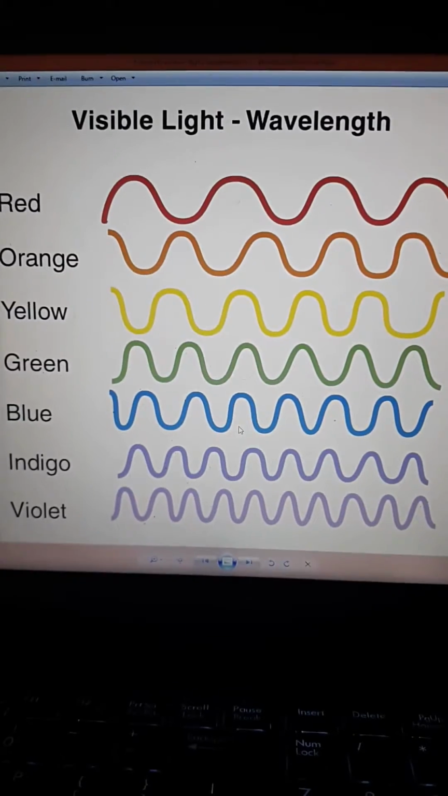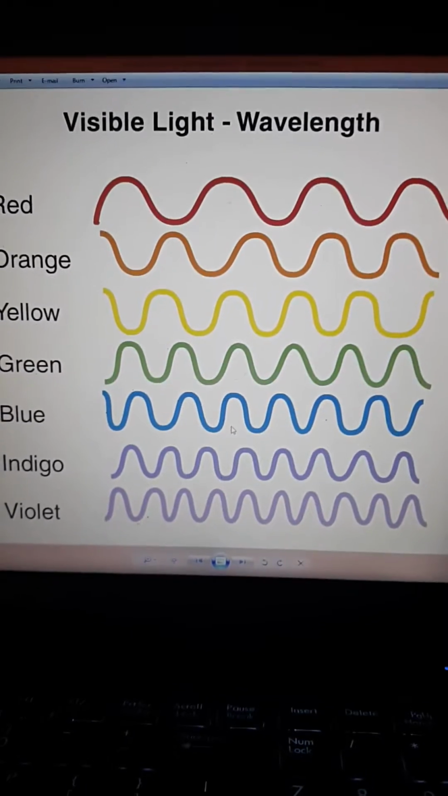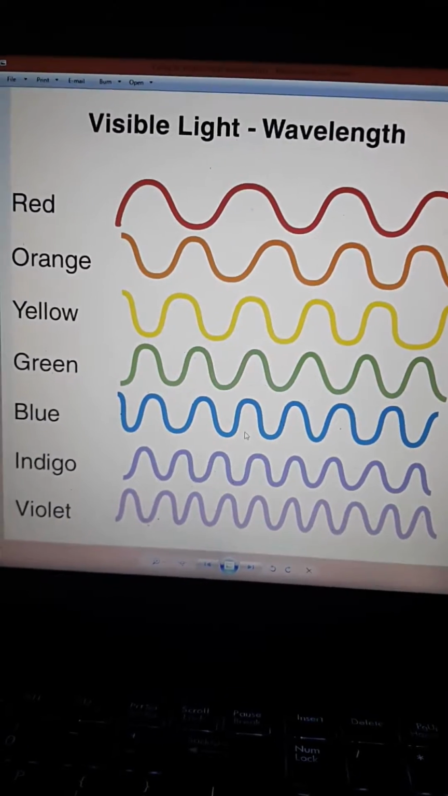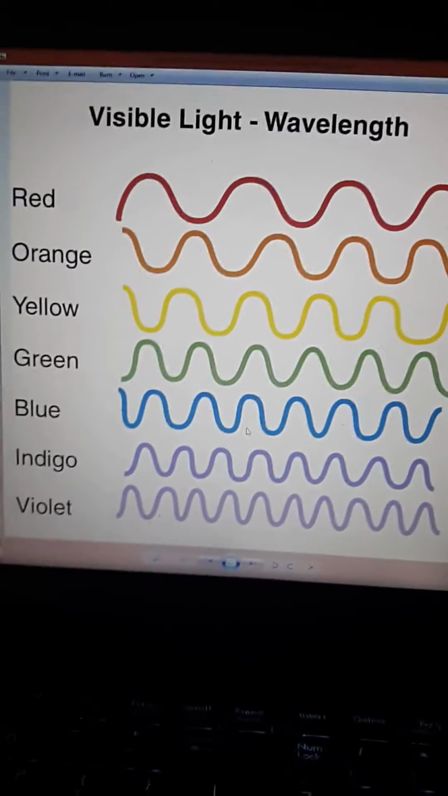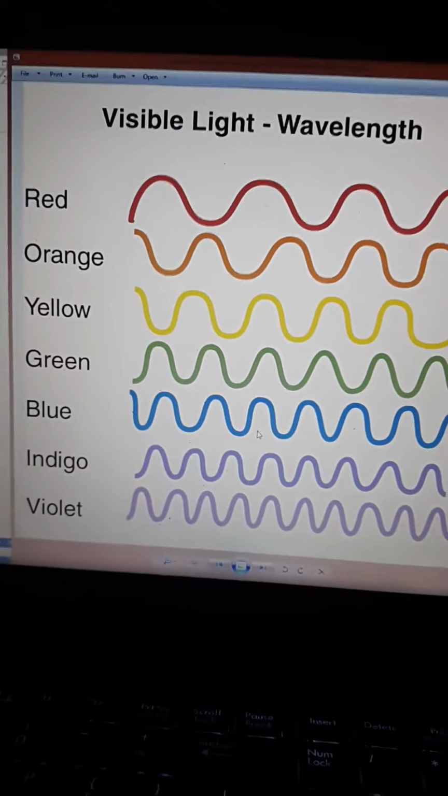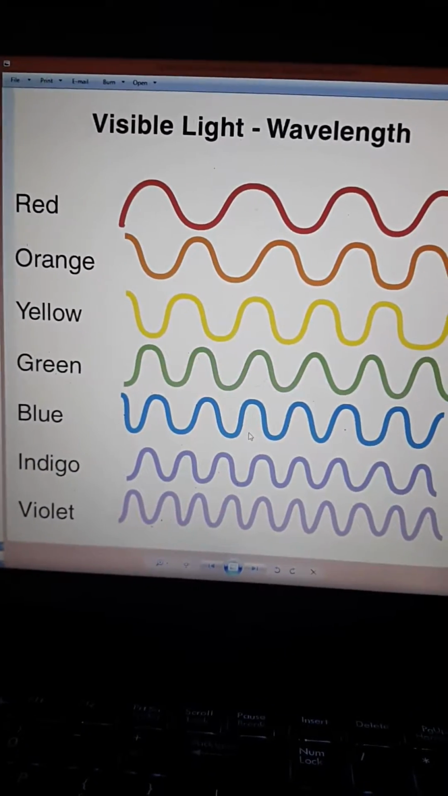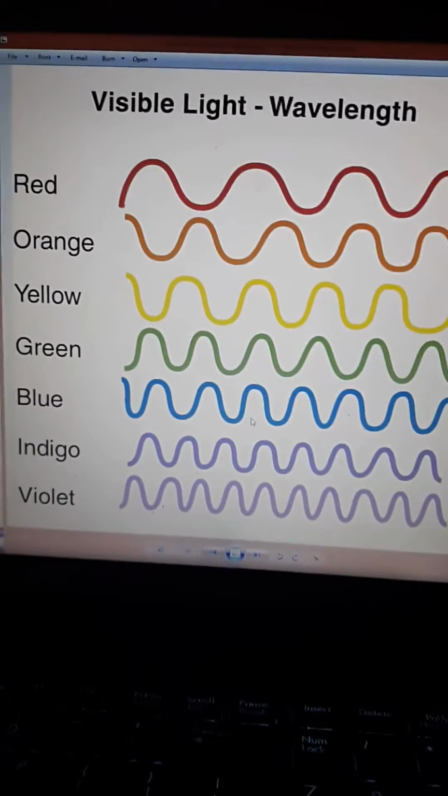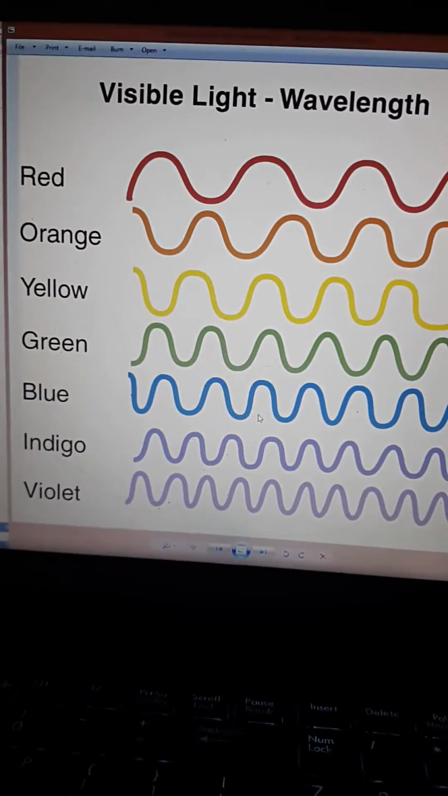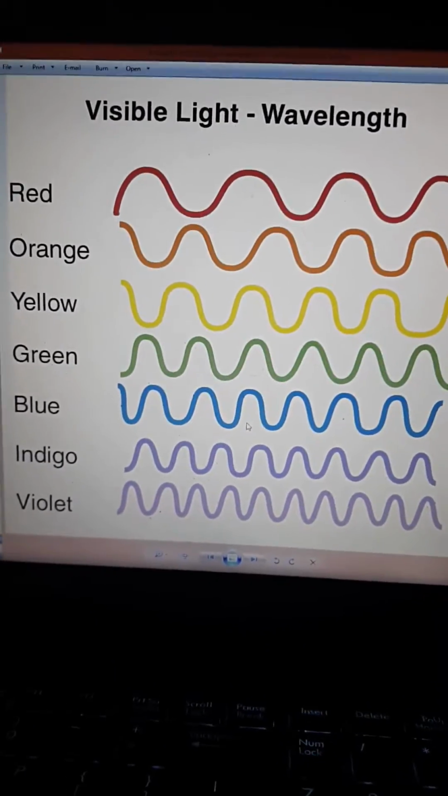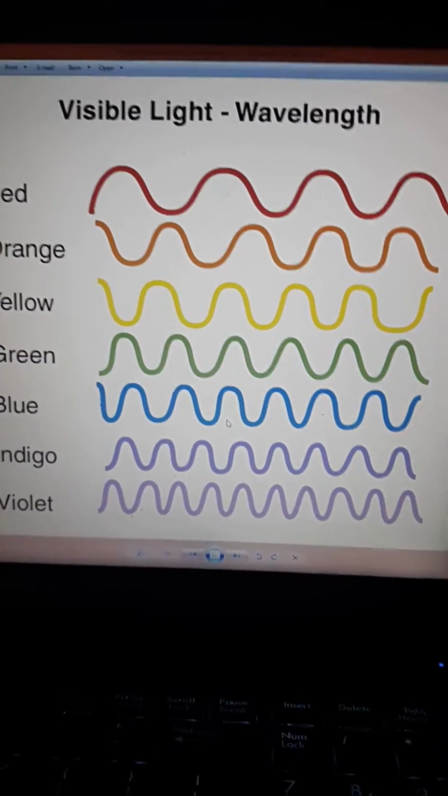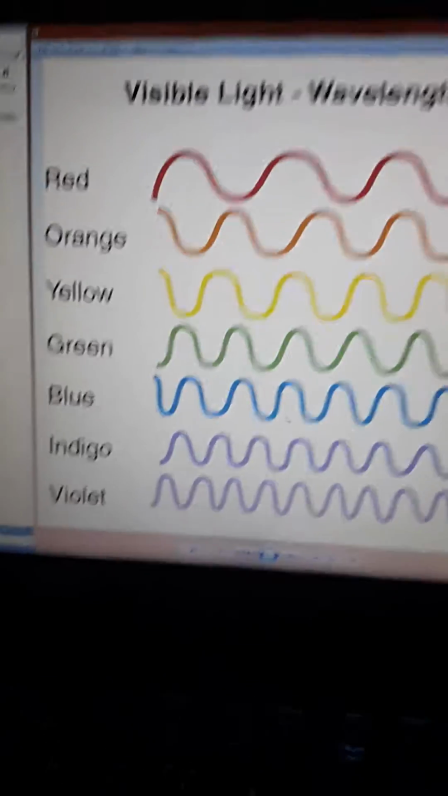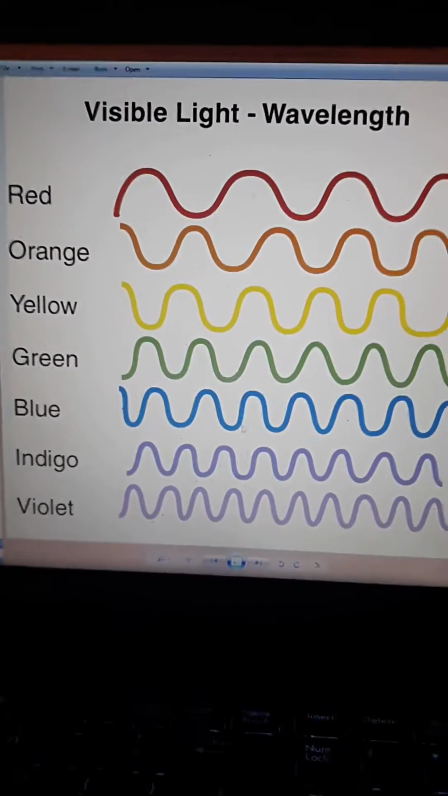Red has the highest wavelength, however it has lower frequency, so it has less penetration, but it can go far away. For violet, it is vice versa. So as it goes down, the wavelength decreases and the frequency increases, so penetration increases.